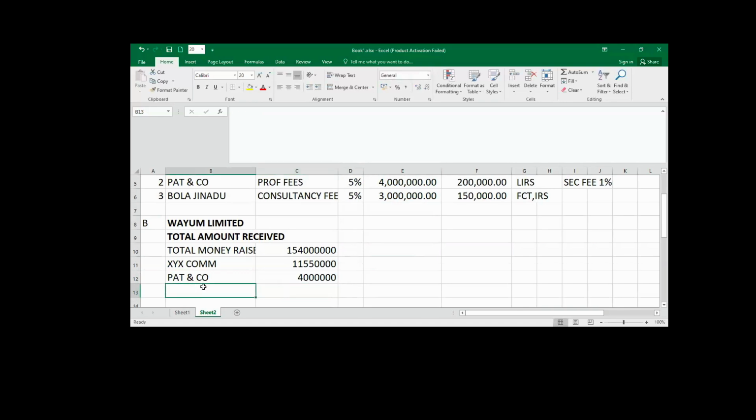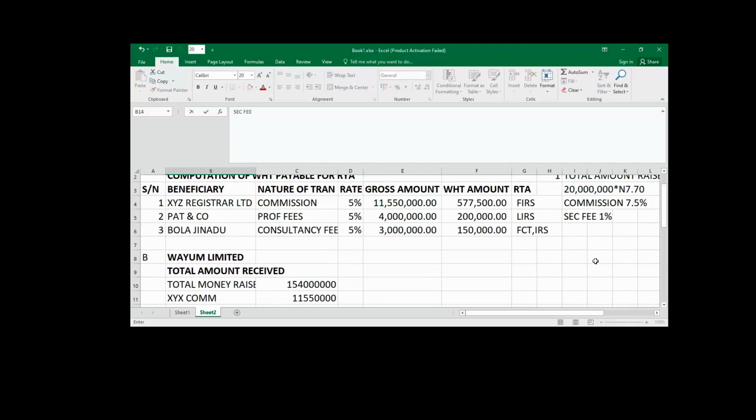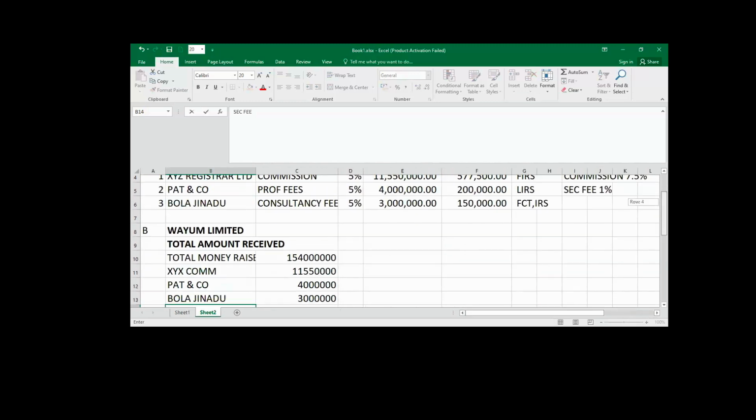Also, Bola Jinodu, the solicitor, is going to collect 3 million. From this money, they are also going to pay SEC fee. How much is it? We calculated SEC fee to be 1% of the money raised, which is 1,540,000.